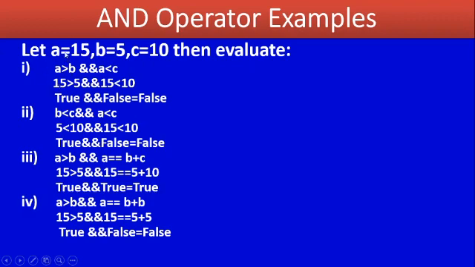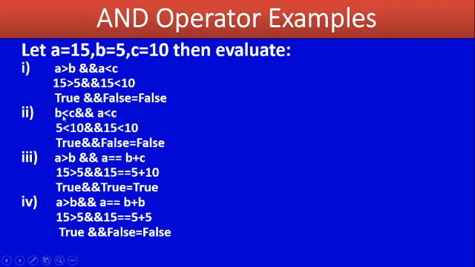So first question, A equal to 15, B equal to 5, C equal to 10. The question is A greater than B and A less than C. This is the first expression and this one is the second expression. You have to substitute the values: A, that is 15, greater than 5, and A, 15 less than 10. So 15 greater than 5 is true, and 15 less than 10 is false. True and false, the output is false.